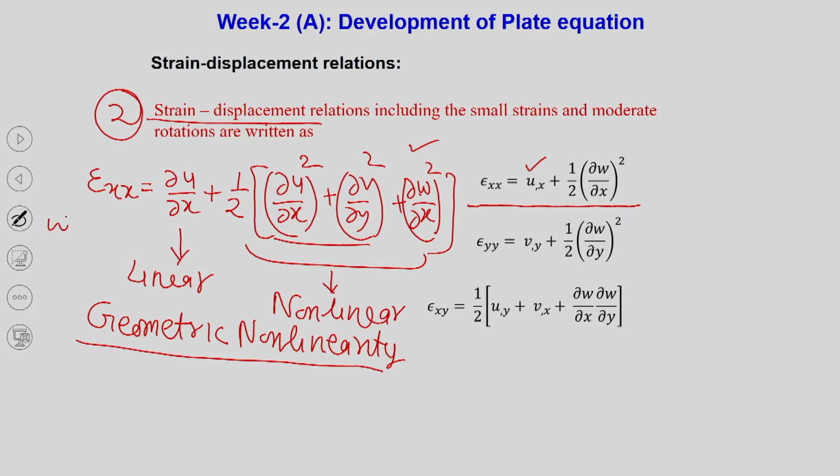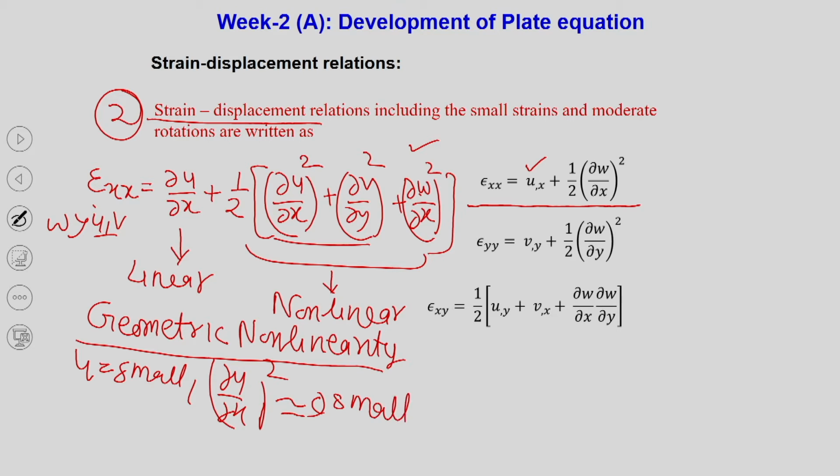this deflection is large in comparison to u and v and their derivatives. Since u is small, their derivatives will also be small, and further the square of the derivative is also small, negligible, or I will say small. Compared to w, del u is small, so their derivatives will also be small.